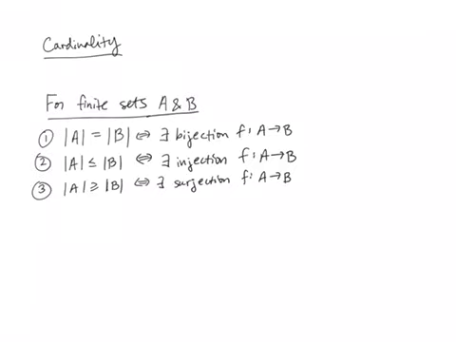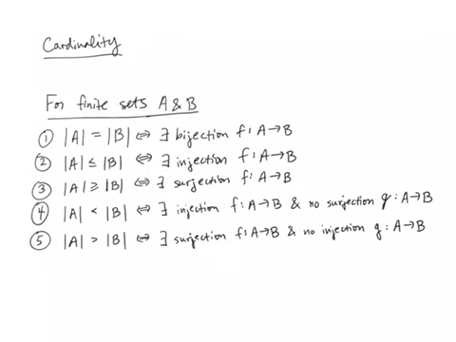So in the last video we discussed how for finite sets A and B, the cardinality of A and B being equal is equivalent to saying that there's a bijection between A and B. And if the cardinality of A is less than or equal to the cardinality of B, then there exists an injection from A to B, and that's an equivalence as well. And if the cardinality of A is greater than or equal to the cardinality of B, then there exists a surjection from A to B, a surjective function.